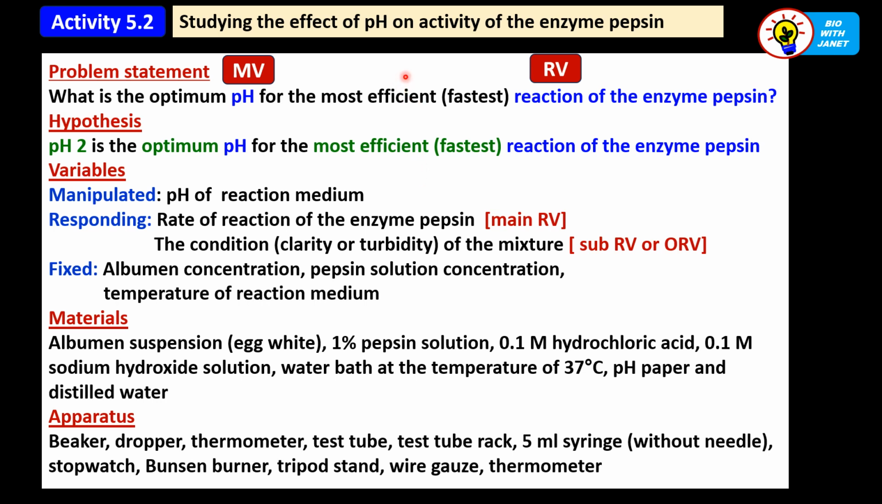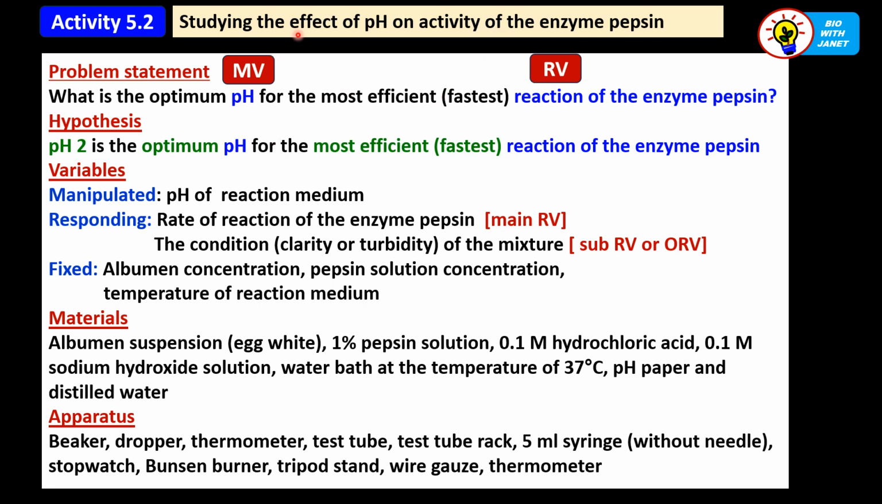Now to discuss activity 5.2, the aim here is to study the effect of pH on the activity of the enzyme pepsin. Usually it's the effect of MV on RV. So the pH here is the MV, and the activity of the enzyme pepsin is your RV.